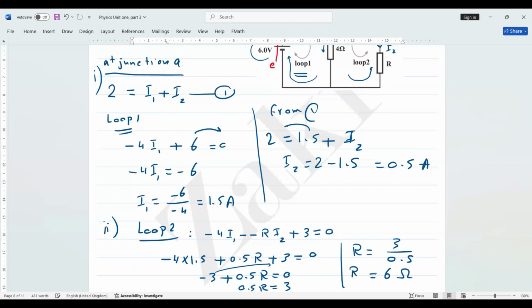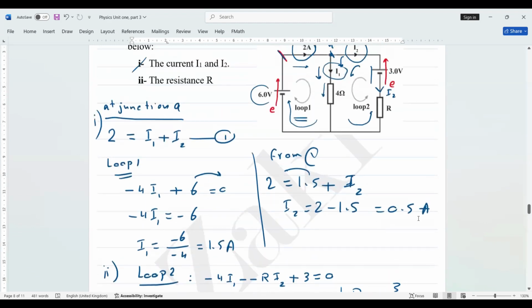We can solve this part in another way, but I prefer this way to understand how we can put double negative. It's okay? Because sometimes we have many components in the same branch. So I need you to understand this way: we put double negative if the current is in the opposite direction of the loop.